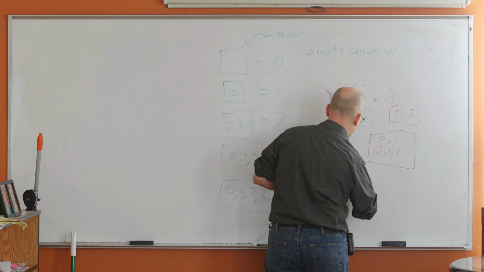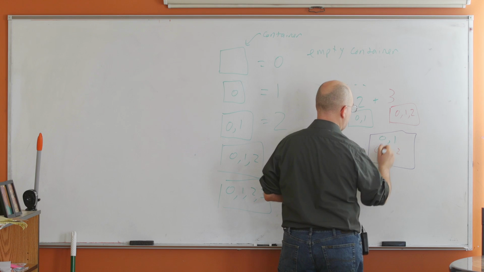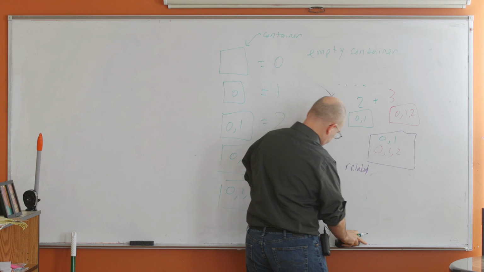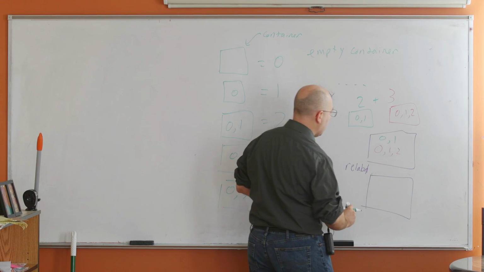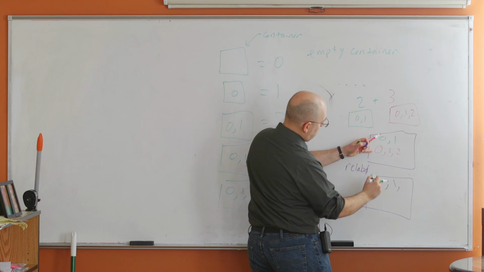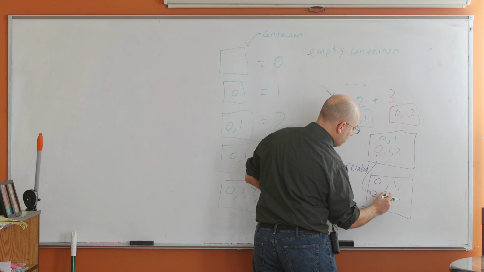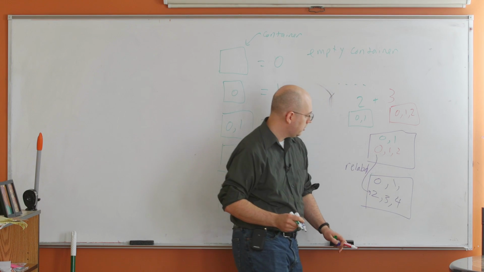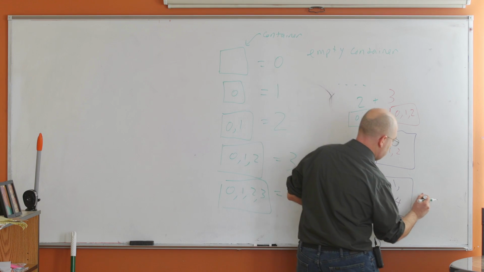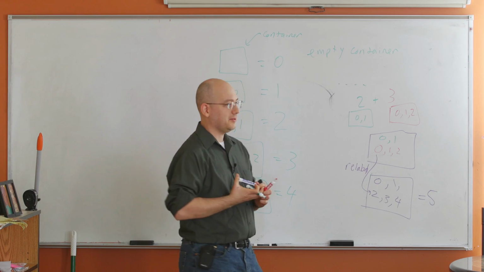And then we just relabel. I need purple. So I can do a 0 for the 0, 1 for the 1, and the red 0, that'll be 2. So I map that to a 2, and then the red 1 to a 3, the red 2 to a 4. So 0, 1, 2, 3, 4, and that is 5. So that is how mathematicians think.